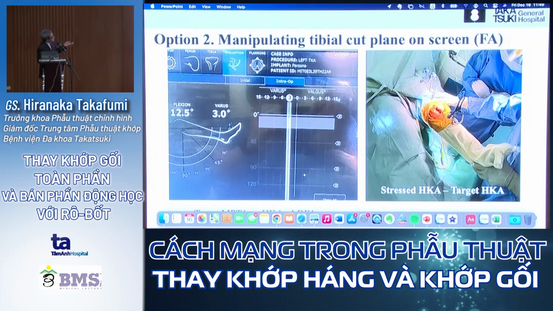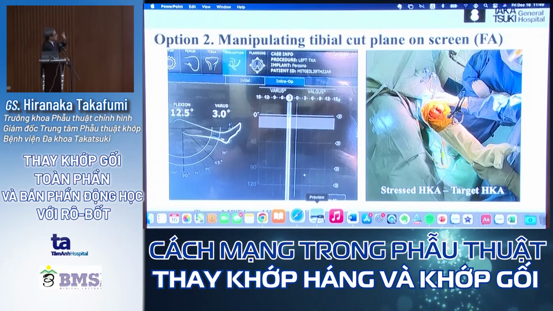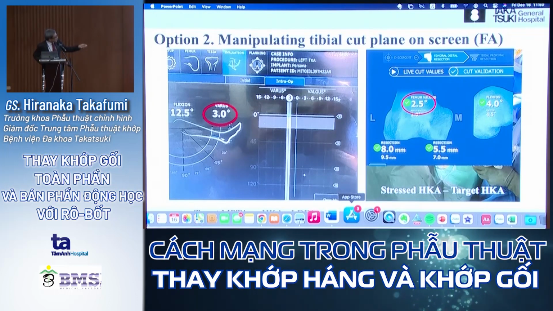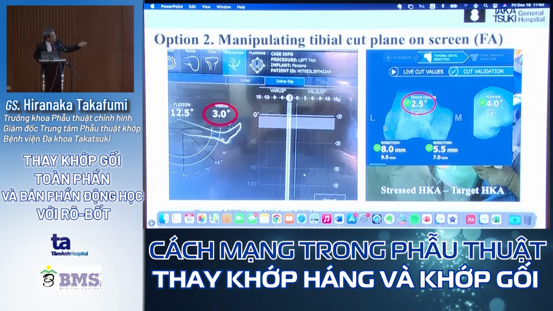Then another one is manipulate the tibia cut plane on the screen, but now we are focused on the stability of the extension. So intraoperatively, I measure the stress HKA, apply the valgus stress, and measure the HKA intraoperatively. This should be the target of the final HKA. So this time the femur is already cut. Calculated using this estimated valgus stress HKA and distal femoral cutting angle, I calculated the tibial cutting angle. Stress HKA is varus, but we cut the distal femur in the 2.5 degrees in valgus.